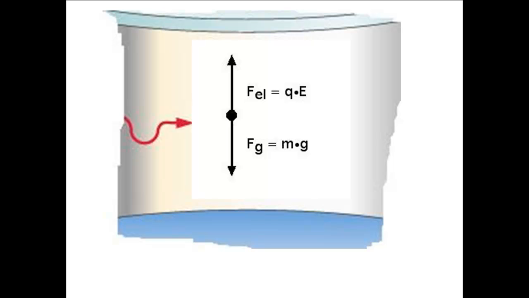The gravitational force is determined by the mass of the droplet and the gravitational constant g, which is well known. We could determine the charge on the droplet if we knew the mass of the droplet. To determine the mass of the droplet, Millikan simply shut off the electric field.